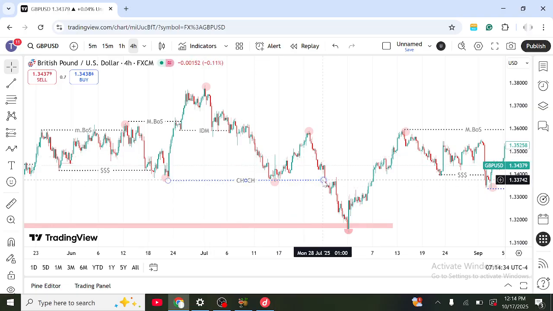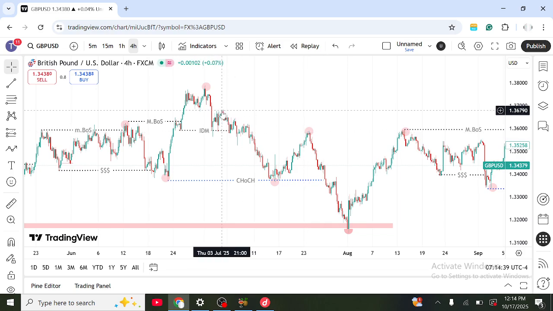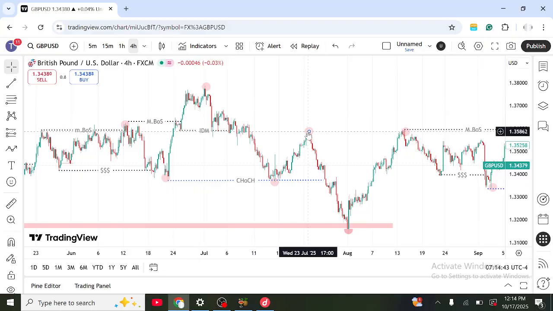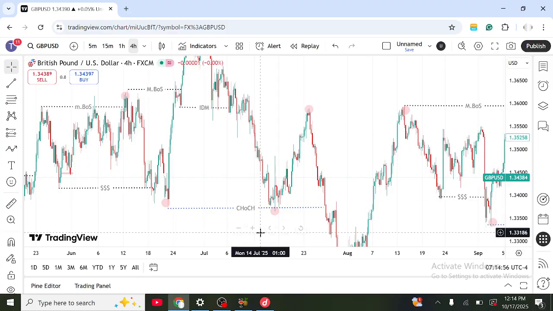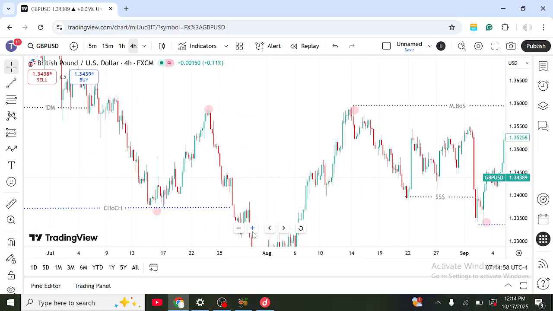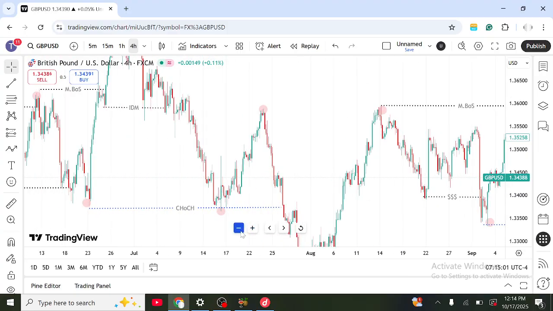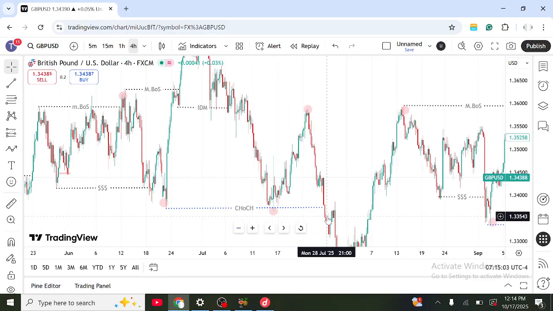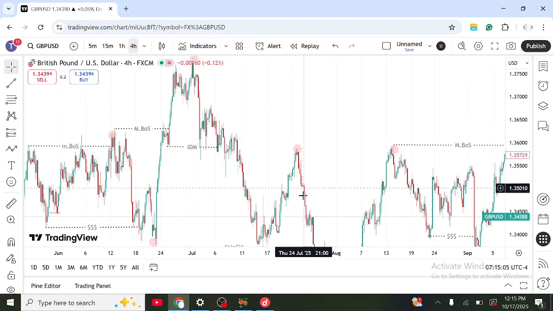Now before this low was broken, we have a high that was created. This is a high, and this is another high. Now this high, is it outside the break of structure or inside the break of structure? It is inside the break of structure, because it happens before price closes here. The same thing with here.